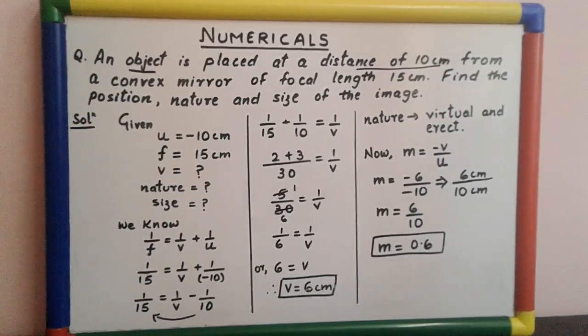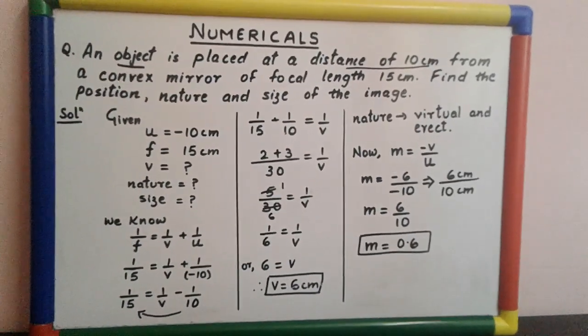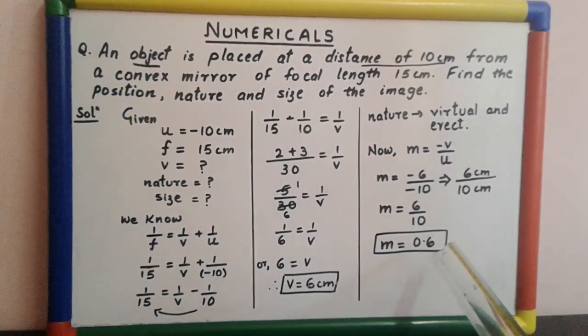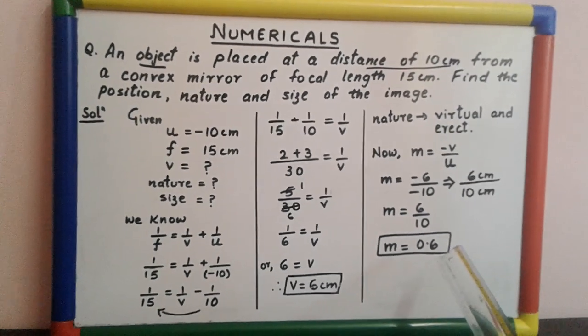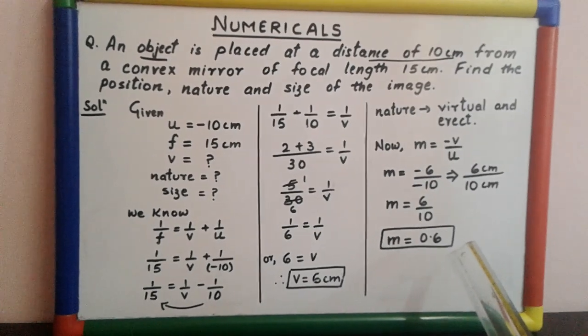The magnification value tells us, since the magnification value is less than 1, what does it tell? It tells that the image height will be less than that of the object.